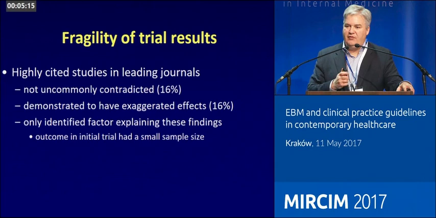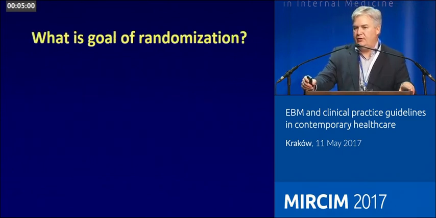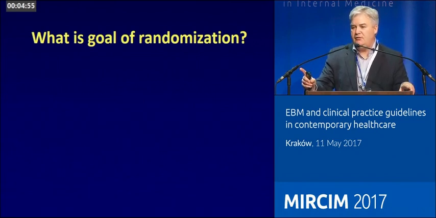The only identifiable factor that explained this difference was that the initial trials that were commonly overturned or had exaggerated results had few patients and few events. Now, one thing I would encourage you to think about: for all of the talks you'll hear today on randomized controlled trials, there is essentially one principle, and if you remember it and think about how it applies to whatever issue you're discussing, it will invariably inform you about what is probably the right thing to do.